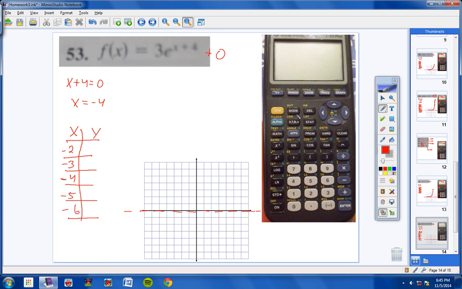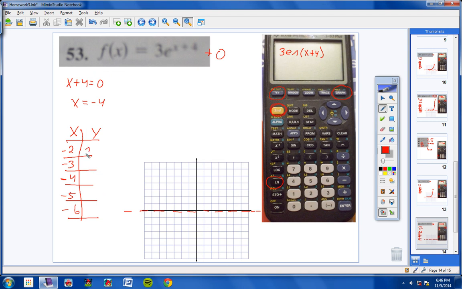Now over here, type y equals, and then type 3, then hit second in this button here, and your e will pop up. Then type in x plus 4, make sure you use parentheses, and then close the parentheses. Then hit second, and then graph, and your table of values should pop up, okay? It should look like this.